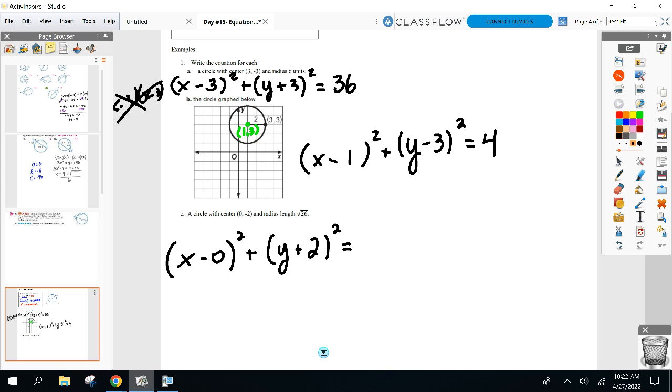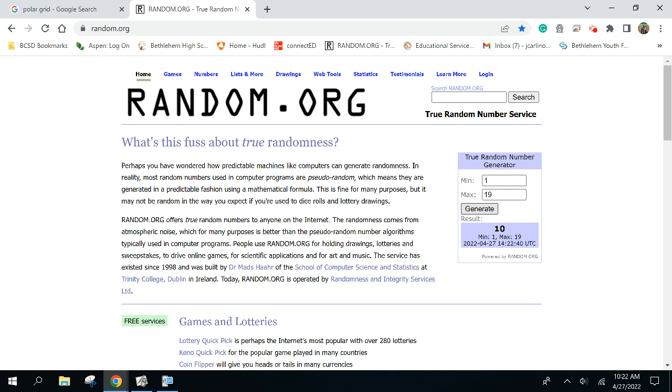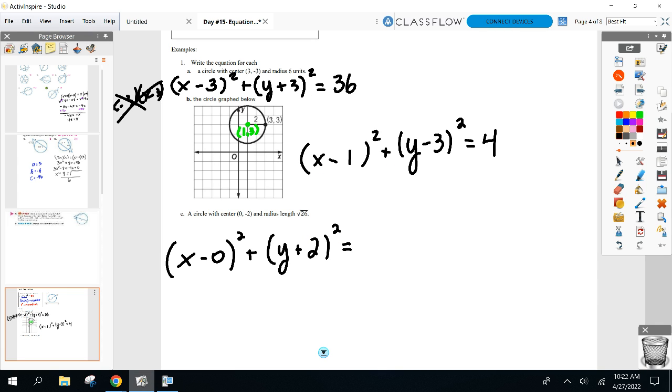26. Yeah. And hey, if you're wondering where Josh got the 26 from, he took the radius, square root of 26, and squared it. You get 26. All right, one thing before we go on to the next one.